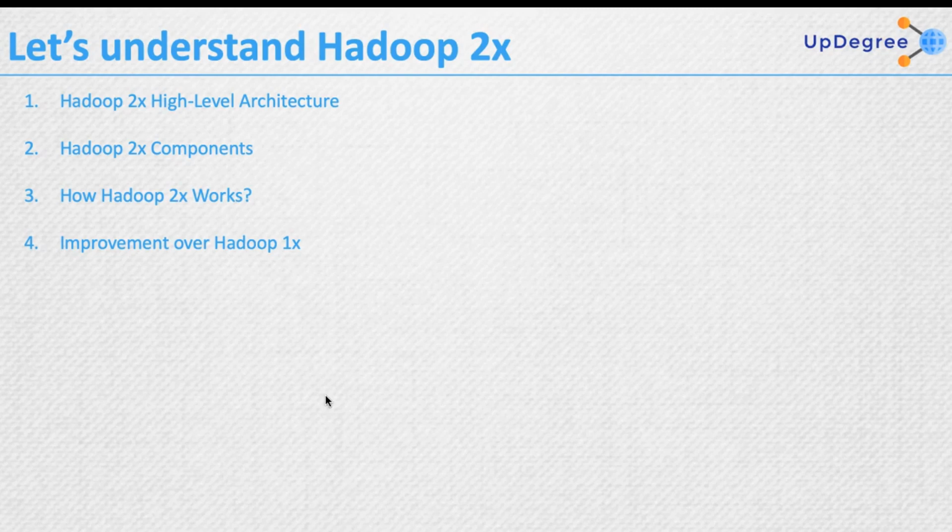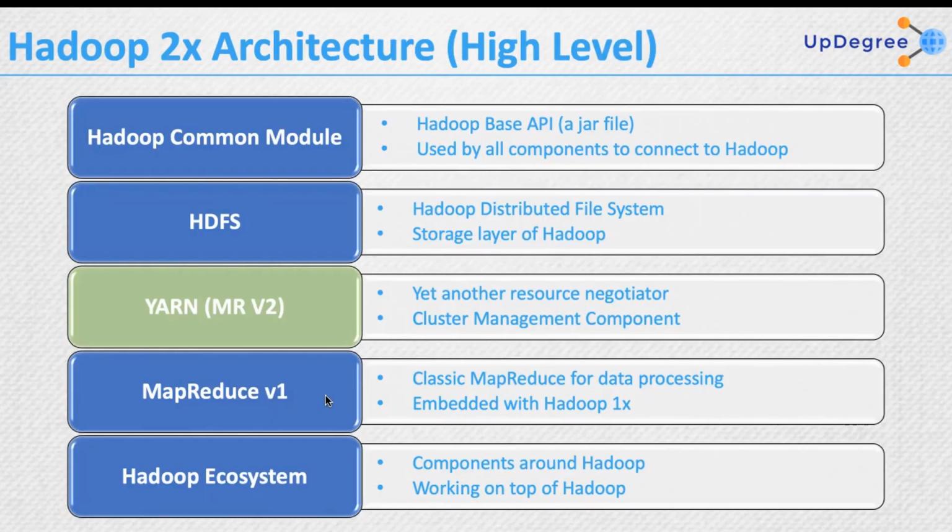So we are going to see what the different similarities are, like we have already talked about in 1x, and now in 2x, what the different components are that have been added, how Hadoop 2x works, and finally an improvement over Hadoop 1x. So this is the same high level architecture which you have already taken a look at in 1x, but if you observe the highlighted difference over there, that is what we have, the yarn, because we have already talked about what is the Hadoop common module.